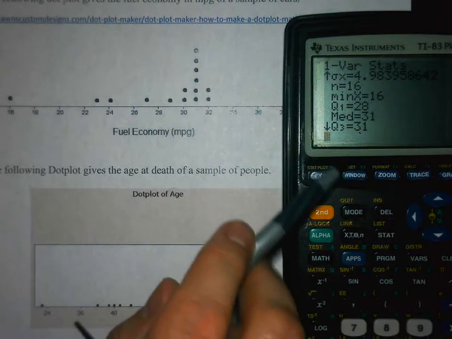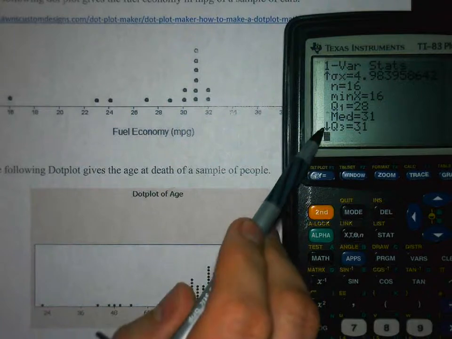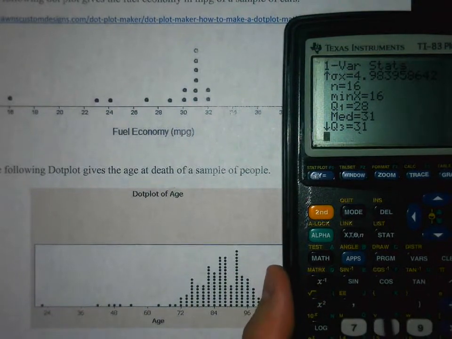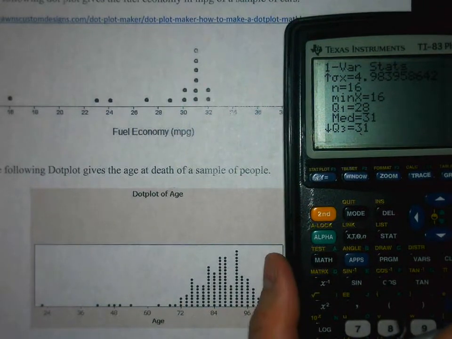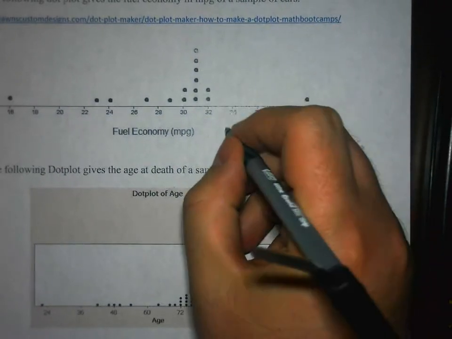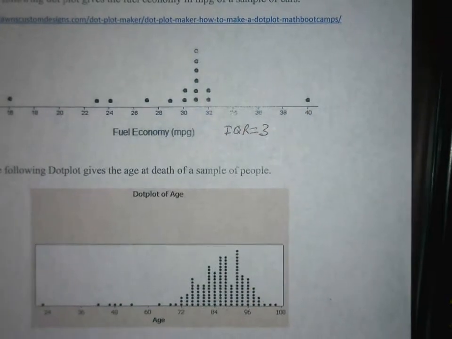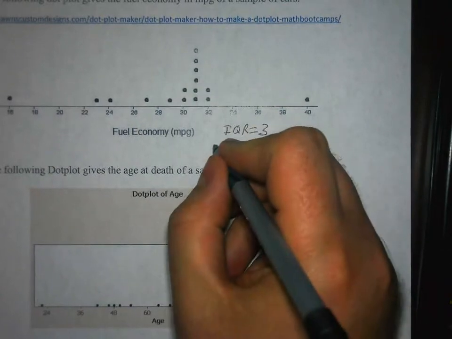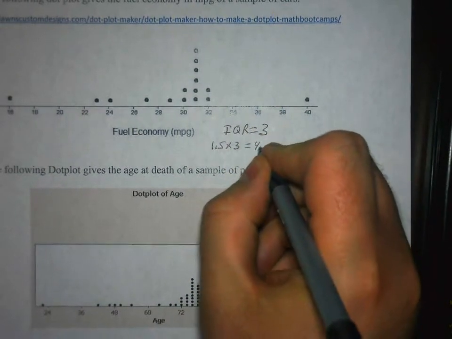Now, what I am interested in, in terms of outliers, are Q1 and Q3. Remember, to find an outlier, you have to find the IQR, which is Q3 minus Q1. If I do Q3 minus Q1, the IQR is 3. And then if I multiply that by 1.5, I get 4.5.